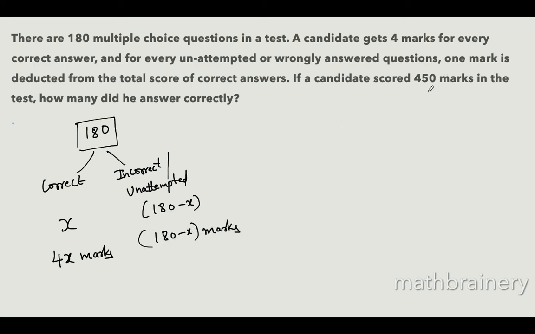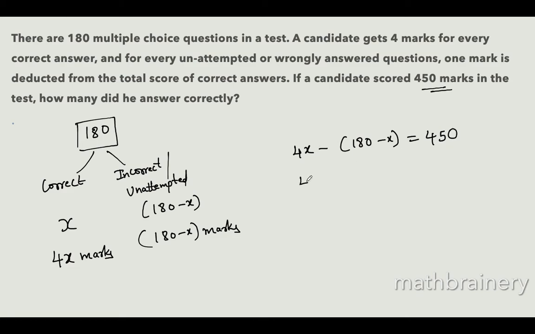The total score of the candidate is 450. The total score must be the marks for the correct answers minus the marks deducted for the incorrect answers, that is 4x minus (180 minus x). This must be equal to 450.